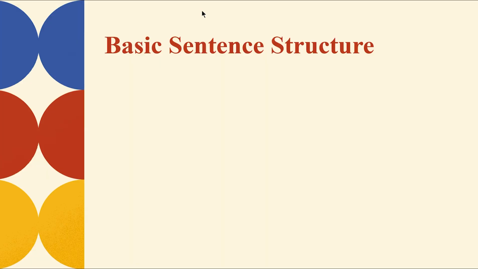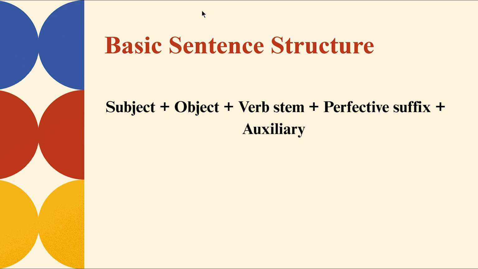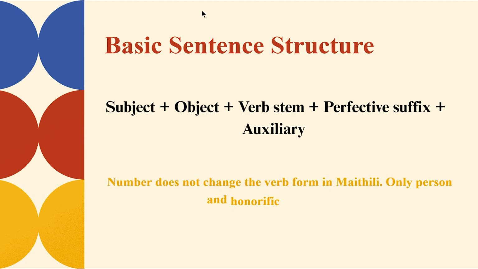So let's look at the basic sentence structure in Maithili. It looks like a subject plus object plus verb stem plus the perfective suffix, which we'll take a look at in a minute, plus auxiliary. So again, just to recall, number does not change the verb form in Maithili. Only person and honorific level matter.